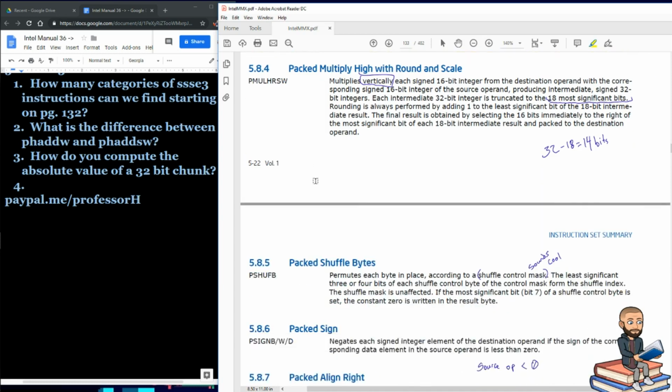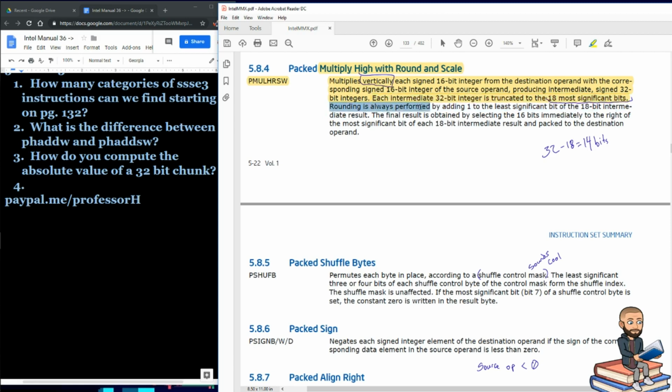Okay, now section 584, packed multiply high with round and scale. Now we're going to talk about multiplying vertically each signed 16-bit integer from the destination operand with the corresponding signed 16-bit integer of the source operand. This is producing an intermediate signed 32-bit integer. Now each of these intermediate 32-bit integers are truncated to the 18 most significant bits. And I wonder why 18? We're talking integers here, not floating points, so I'm curious about that one.